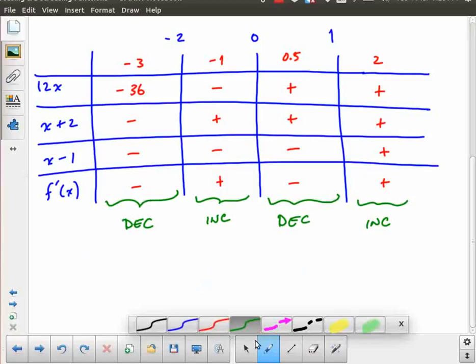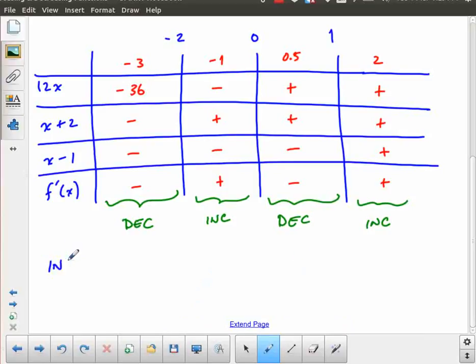So now my solution is my intervals of increase, which we quite often will just say increase. That's going to be x member of, and then we just define our intervals of increase. That's going to be -2 to 0, union 1 to infinity.